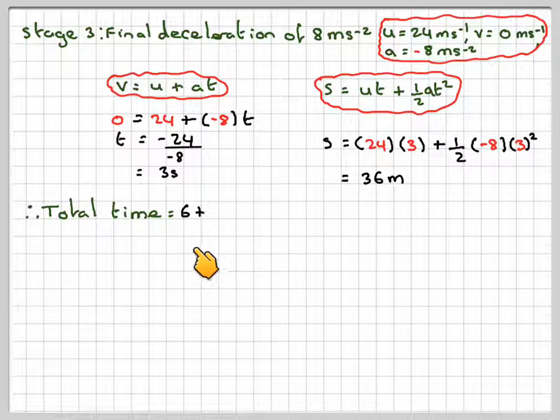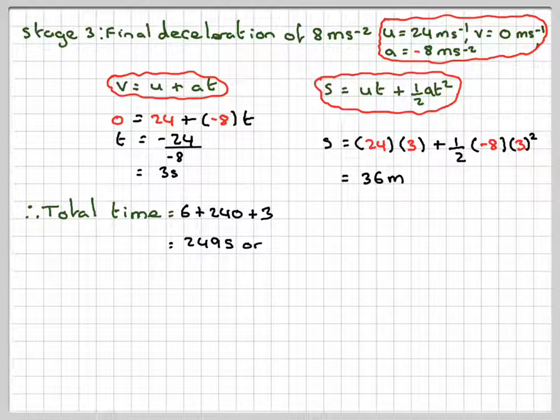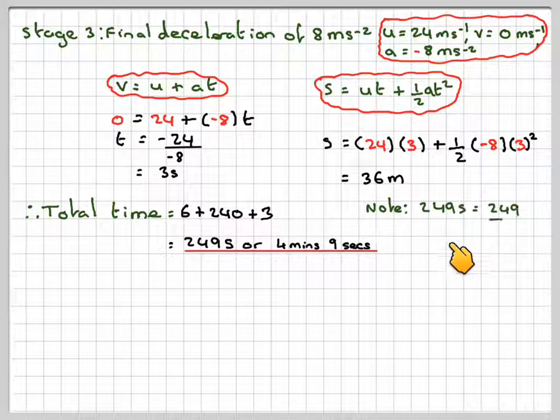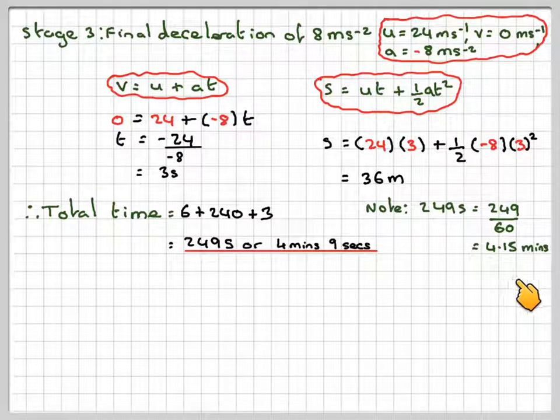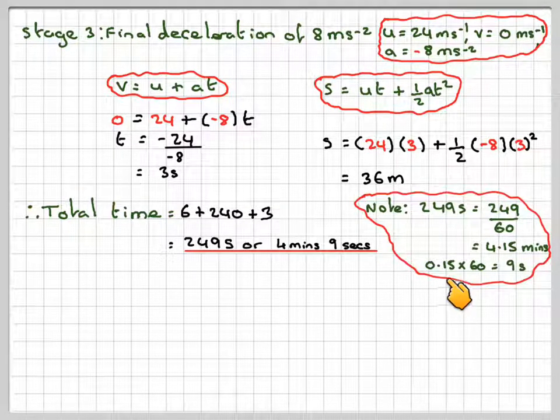The total time is equal to 6 plus 240 plus 3, which is equal to 249 seconds, or 4 minutes 9 seconds. Now you get the 4 minutes 9 seconds by doing 249 seconds, 249 divided by 60 seconds, because there's 60 seconds in 1 minute. That gives you 4.15 minutes. Now the 0.15 we convert back to seconds by multiplying by 60 to get 9 seconds.